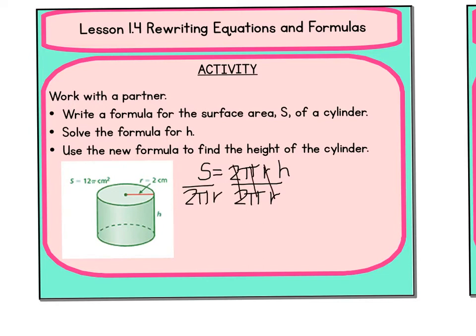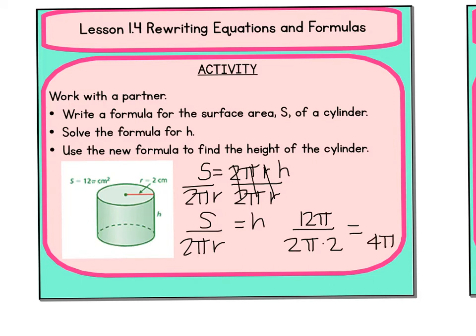On the right side, you'll notice that everything cancels out with the exception of the h. So we get s divided by 2 pi r equals h. Now we can plug in what we know. So that would be s is 12 pi divided by 2 pi times r, which is 2. Down on the bottom, you can reduce that to 4 pi. So we have 12 pi over 4 pi. The pi's cancel out, and 12 over 4 gives us 3 for the height. Since we're dealing with height, that would be centimeters, 3 centimeters.